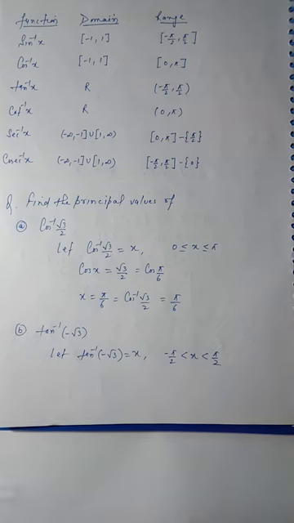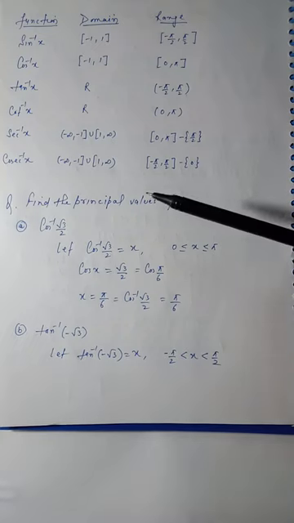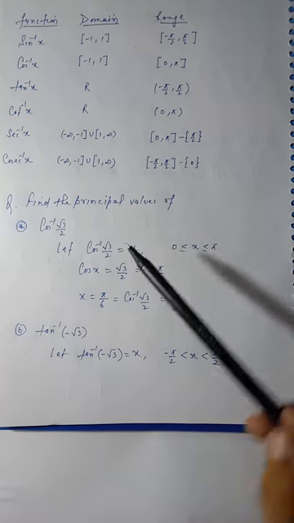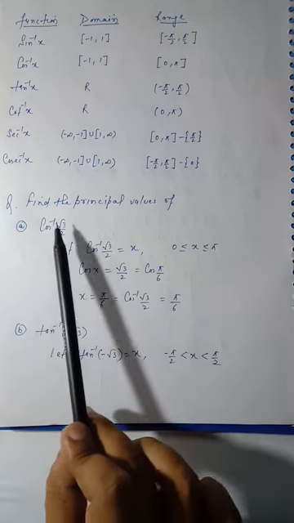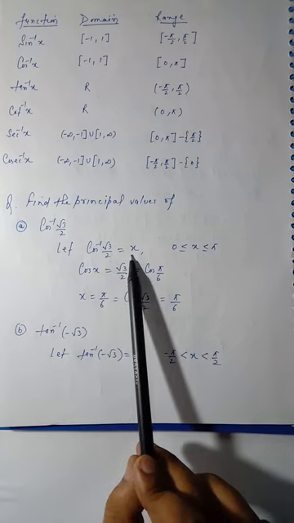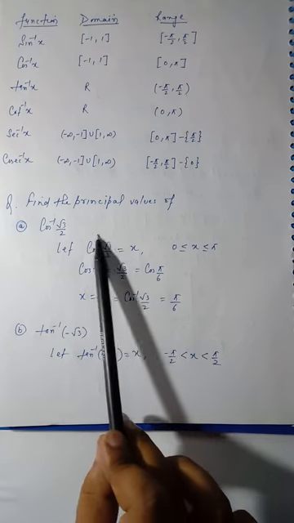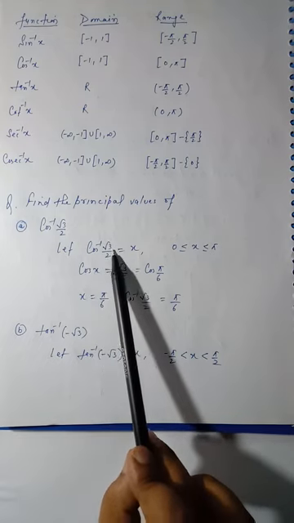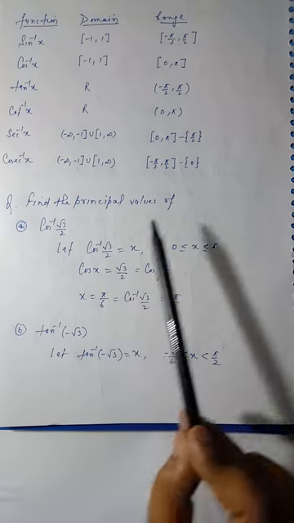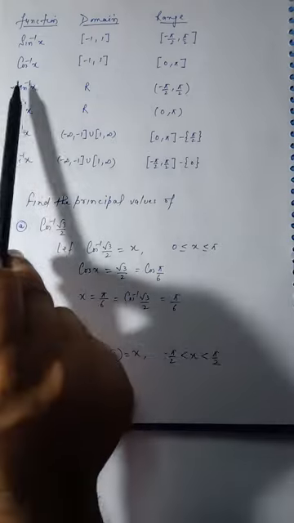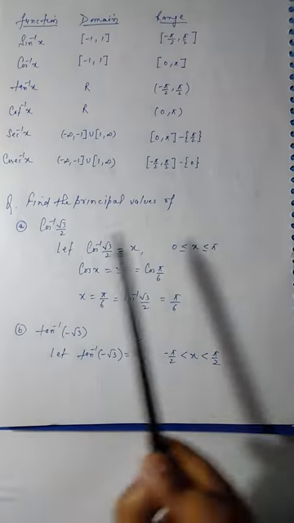Okay, now based on this information, let us take a few questions. These are very basic questions. Find the principal value of cos inverse root 3 by 2. So we have to find the principal value of cos inverse root 3 by 2. Assume this cos inverse root 3 by 2 is x. We already know that the value of this function will lie between 0 and pi, because this is its range. So cos inverse is a function and its range is always from 0 to pi.